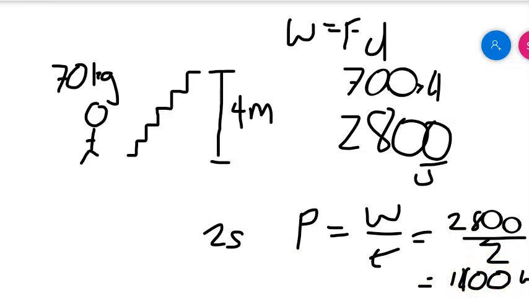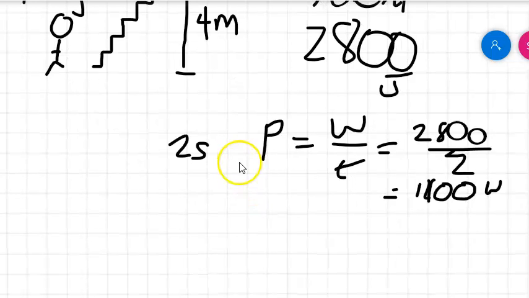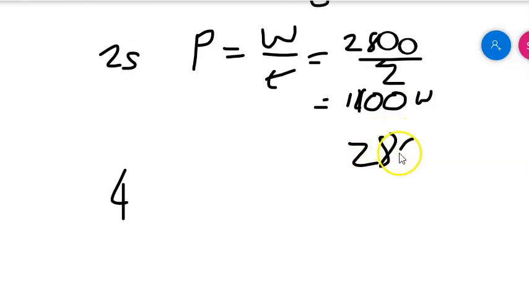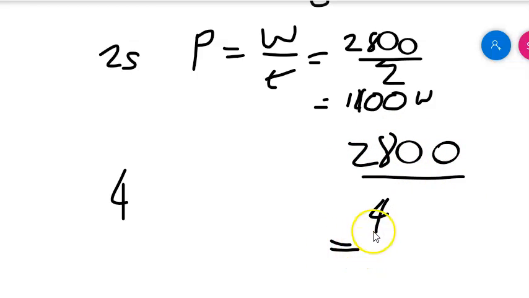If the time taken was, let's say, 4 seconds, power is the work divided by the time, so 2,800 divided by 4 would equal 700 watts. So it's relatively self-explanatory, this one. Power is just the rate at which work is done.